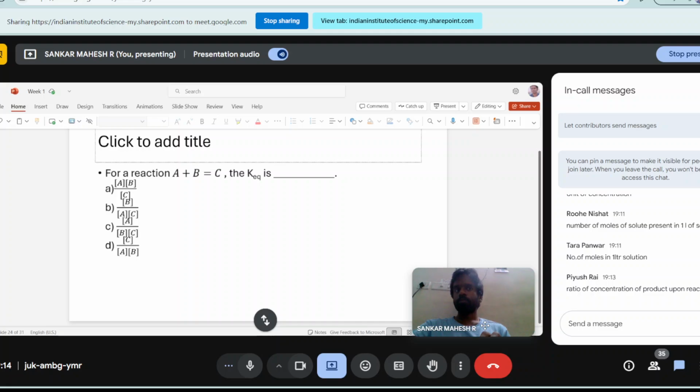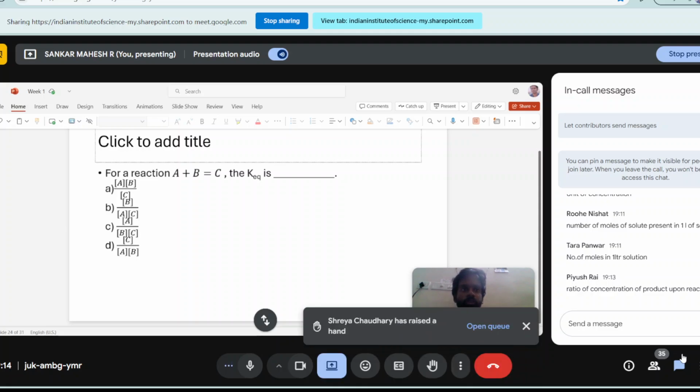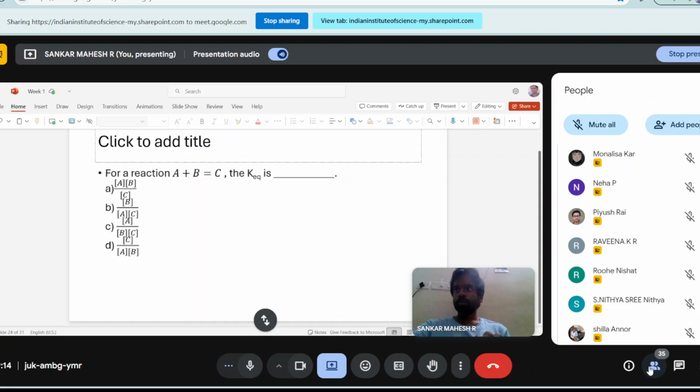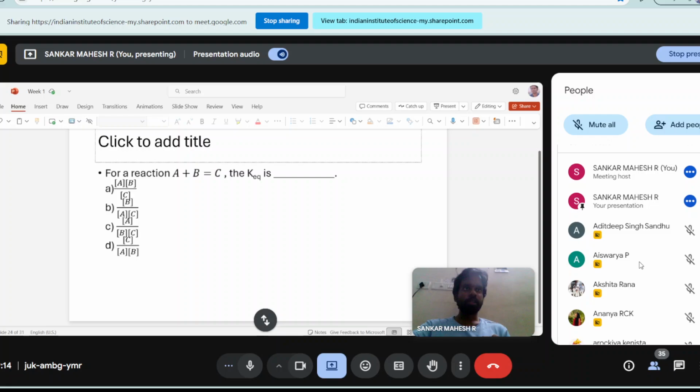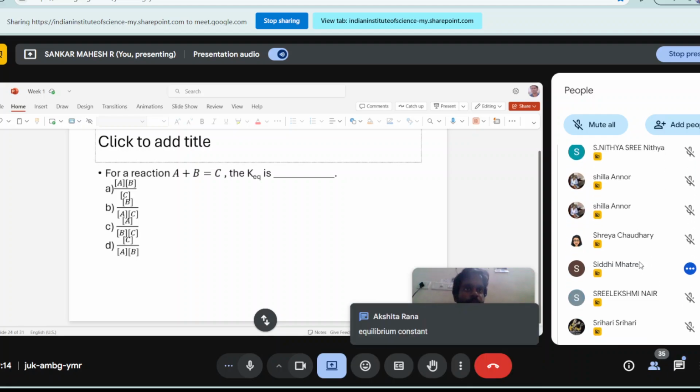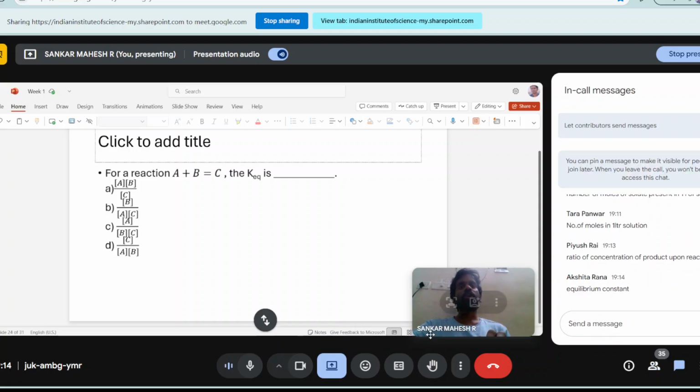The answer is D, sir. No, you can first tell me what K equilibrium is. Sorry, sir. You can tell me what K equilibrium is. Yeah, so what is it? Okay, so who's this? Piyush Rai and Akshita Rana. Rather than just defining it physically, what does an equilibrium constant tell us?